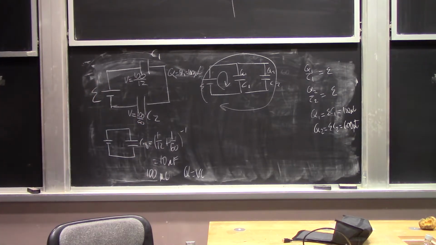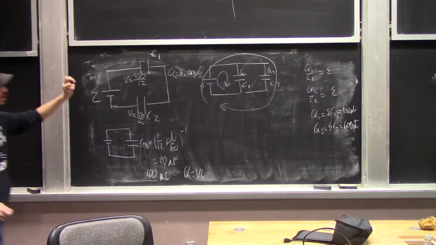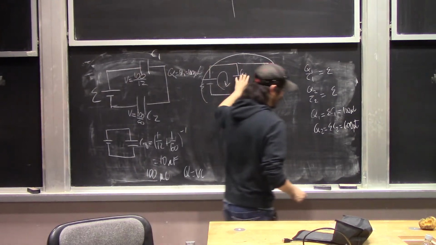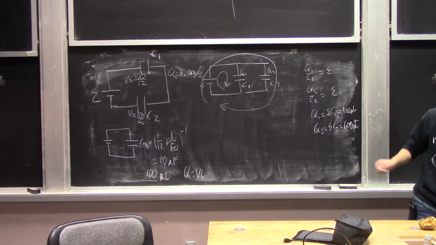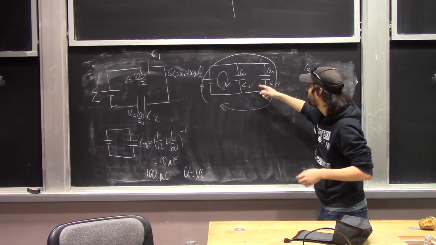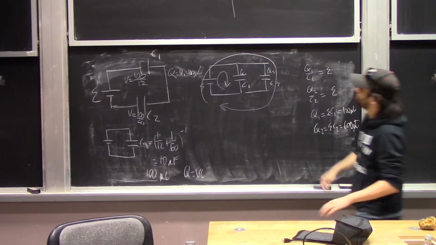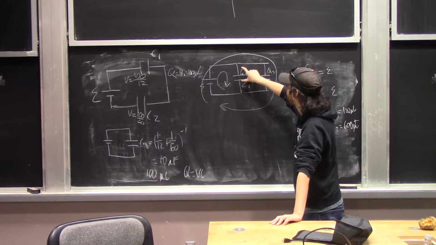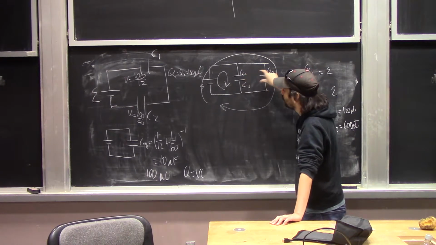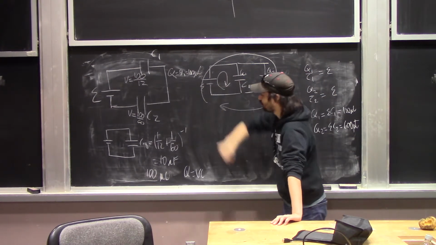Okay. Now we actually already know what the voltage is across this one and this one, because we used it already to find what the charge was. So the voltage across this capacitor C1 and C2 over here is just going to be the 10 volts that we have for the battery.